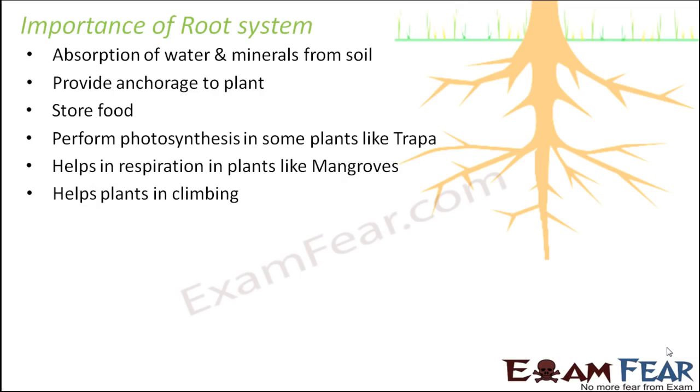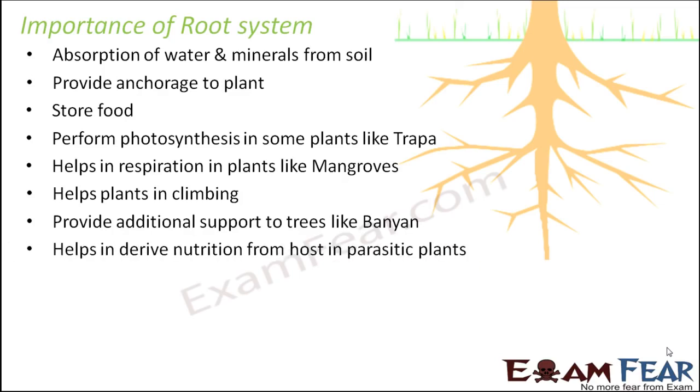Help plants in climbing, for example, the climbers. Provide additional support to trees like the banyan tree, the prop roots. Help in deriving nutrition from host in parasitic plants, the haustorial roots which we talked about just now. So these are some of the important functions which roots perform, and that is why roots have a significant role to play in the life of a plant.